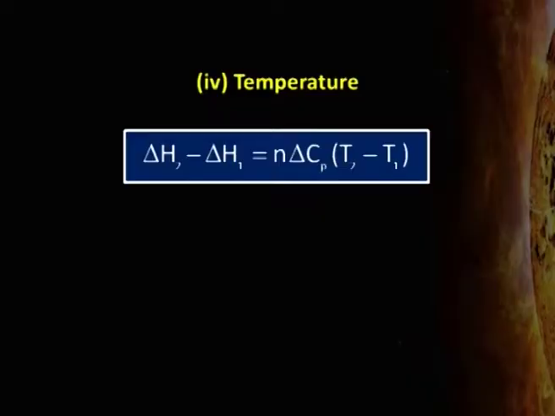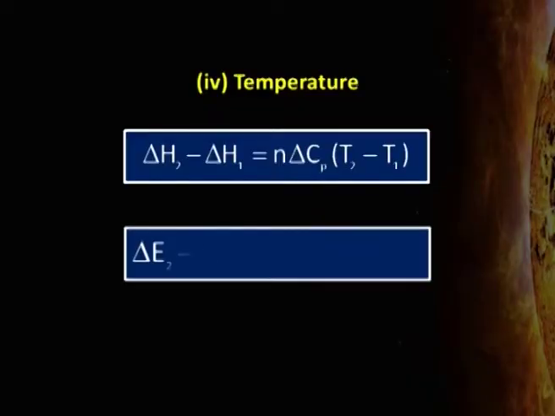Here, if T1 is the first temperature and T2 is the second temperature, then delta H1 is the enthalpy at constant pressure at the first temperature and delta H2 is the enthalpy at constant pressure at the second temperature, and delta Cp is the change in heat capacity at constant pressure between the limits of these two temperatures.